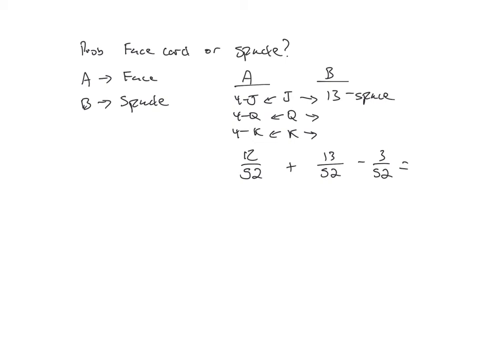Okay, so 12 plus 13, excuse me, sorry, 12 and 13 is 25. I think I said 15. 25. 25 minus 3 is 22 out of 52. And then again, we want to divide that. And we get 42.3%.